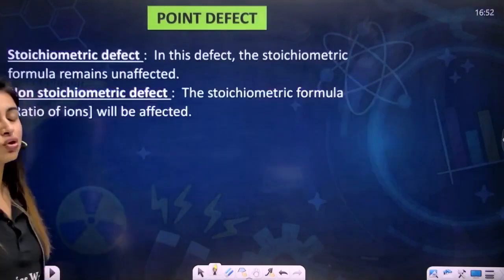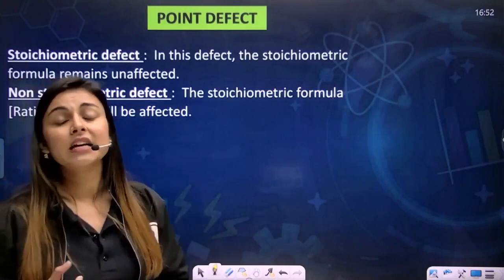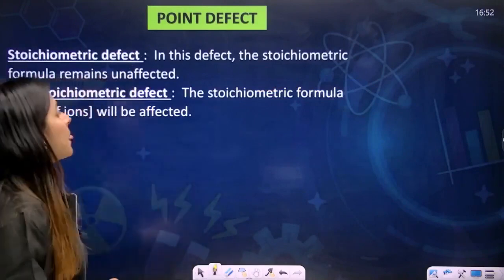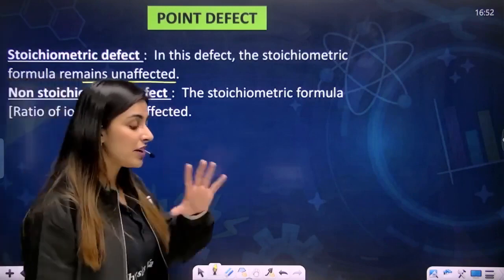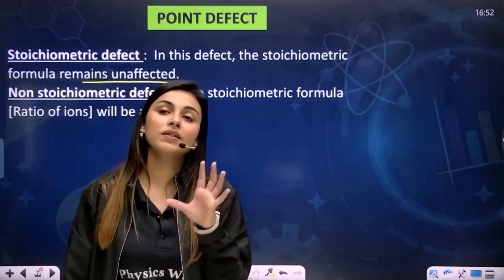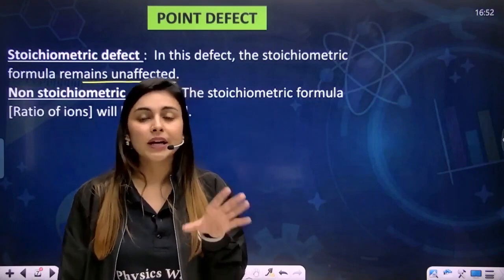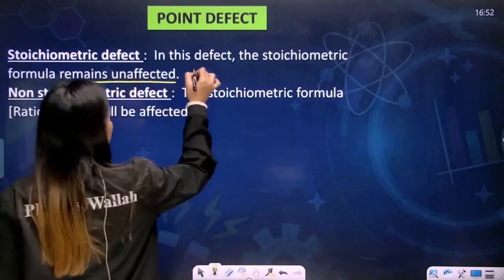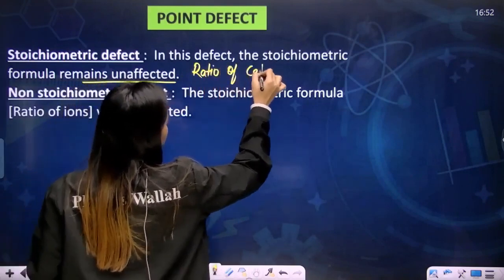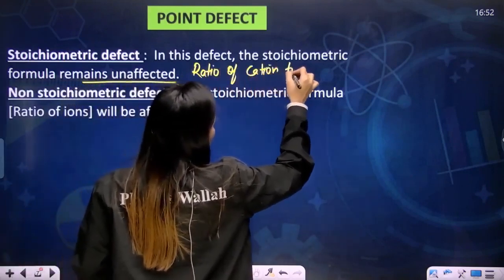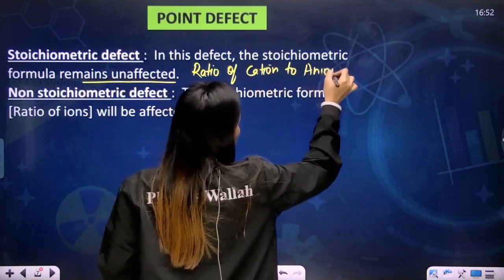Now let's talk about the stoichiometric defect. What exactly is meant by stoichiometric defect? In this defect, the stoichiometric formula remains unaffected. That is, the ratio of your cation and anion always remains the same. Okay, that is something very important. You can write that the ratio of cation to anion remains same.